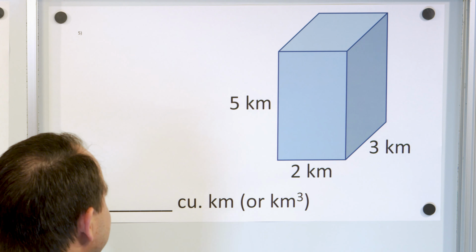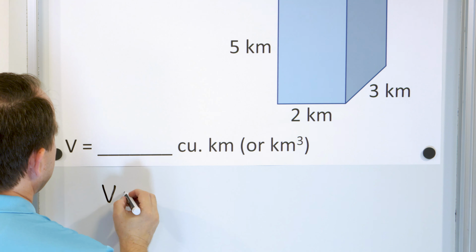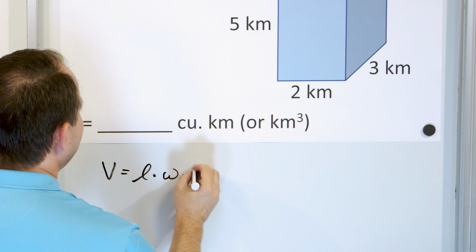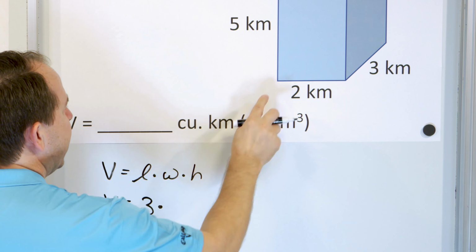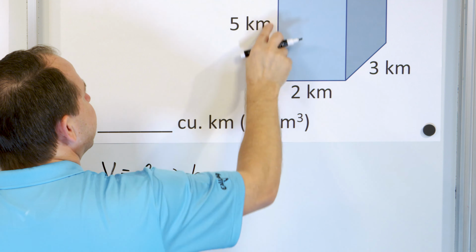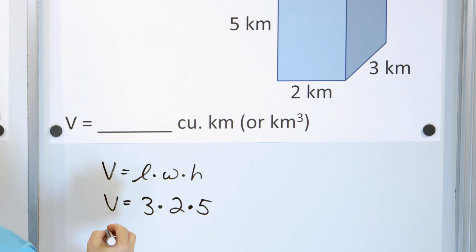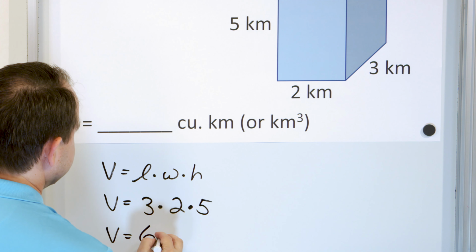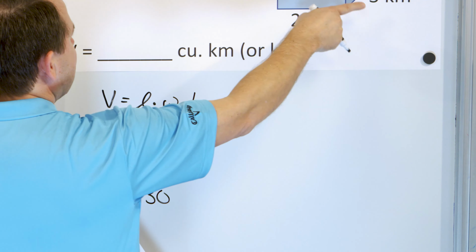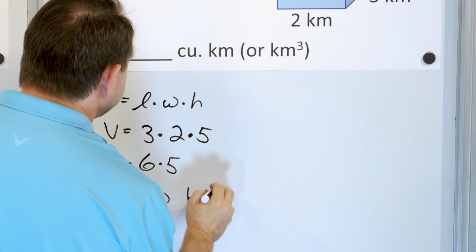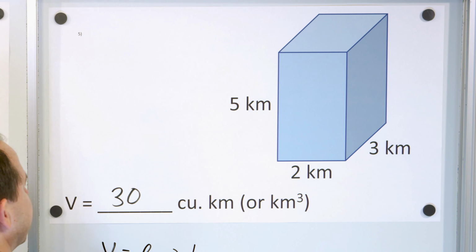Now here is our very last problem. We have more of a skyscraper shape here. The volume is still a rectangular prism, so we have a rectangular solid. Length times width times height, right? We could say that the length is 3, the width is 2, and the height is 5. Again, I don't care where you put the numbers because you're going to have to multiply them all together anyway. 3 times 2 is 6, still have to multiply by 5, 6 times 5 is 30, and the units are kilometers times kilometers times kilometers, which means kilometers cubed. There's 30 of them, 30 cubic kilometers or 30 kilometers cubed.